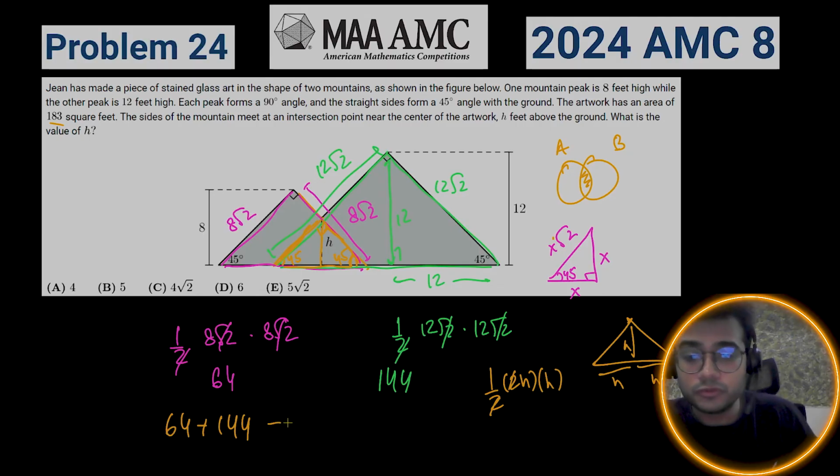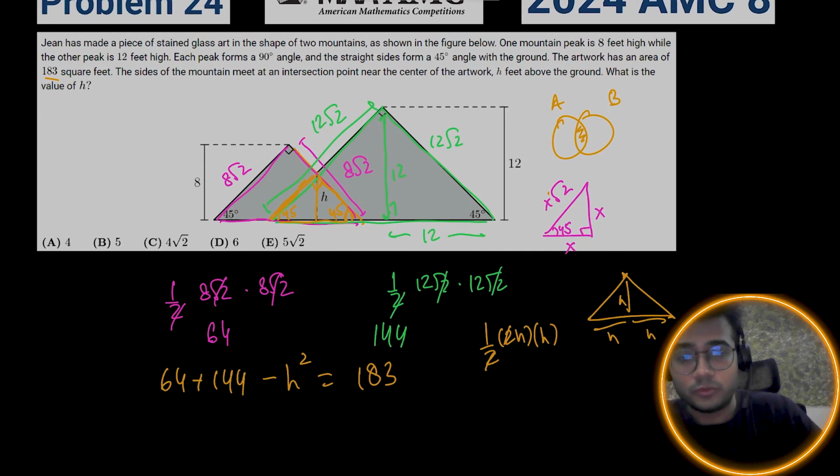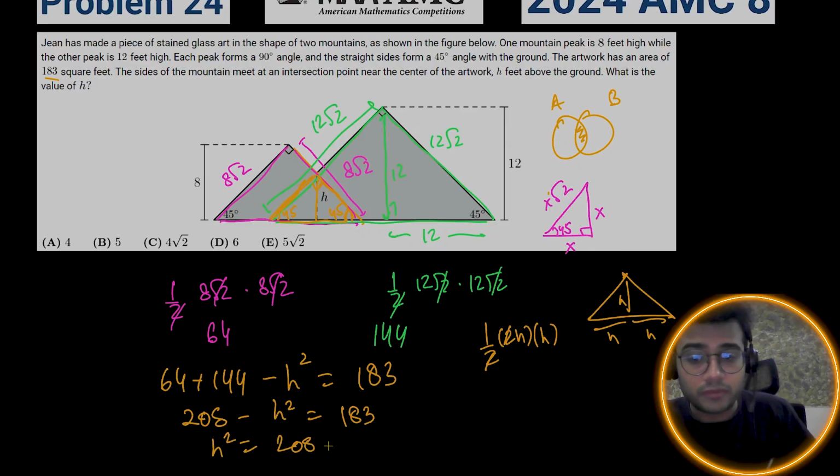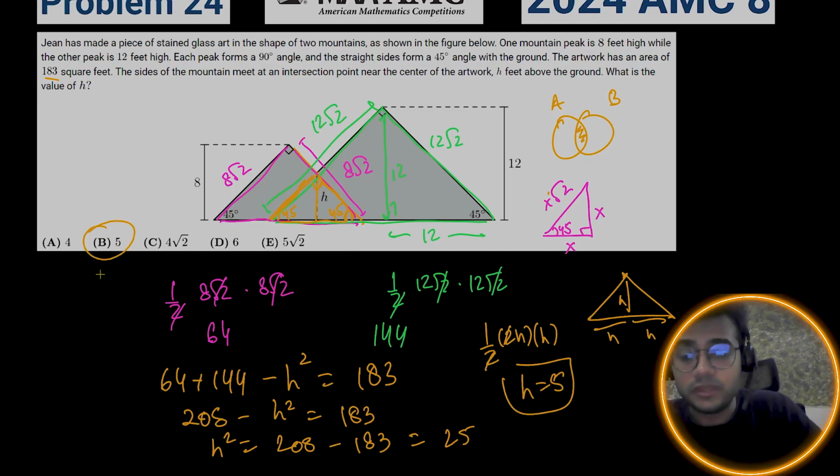So we do 64 plus 144 minus h squared, and that should give us the area that they gave us, which is 183. Let's simplify this and see what we get. 64 plus 144 is 208, minus h squared is equal to 183. H squared is 208 minus 183, which turns out to be 25. That means h is equal to 5, and that is the answer, B.